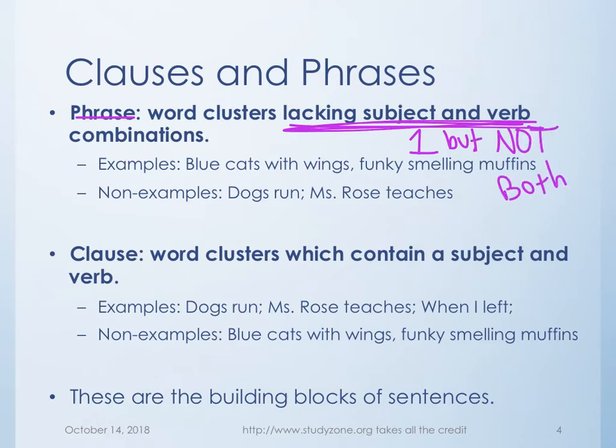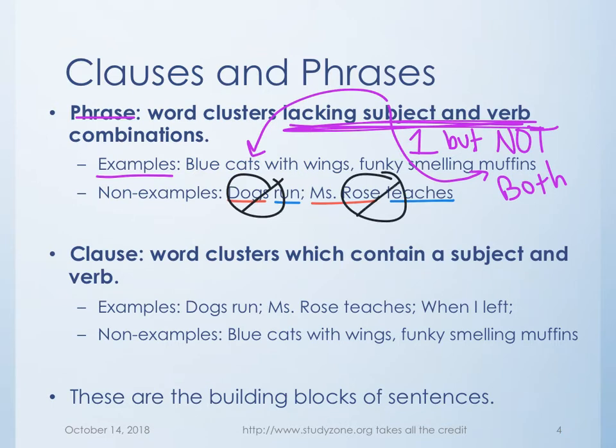In the case of my examples here, I have blue cats with wings. I have a subject, but I don't have a verb. Funky smelling muffins. I have a subject, but I don't have a verb. These examples, dogs run and Miss Rose teaches, have a subject and a verb. These are not phrases because they have both. And that is the definition of a clause.